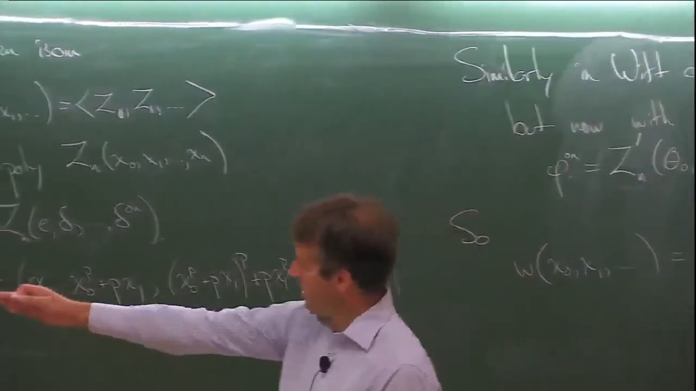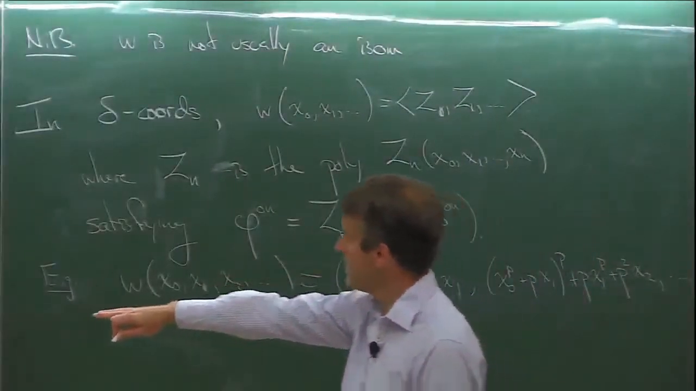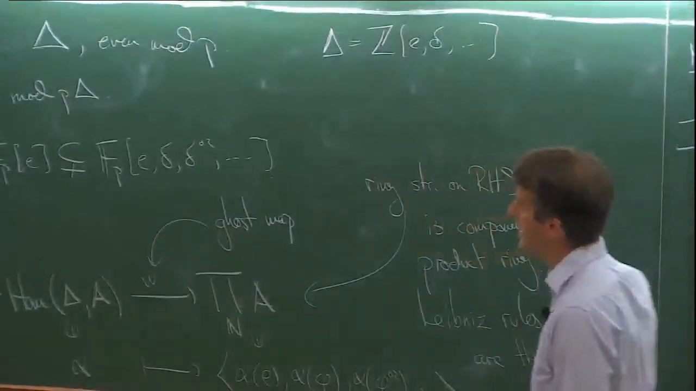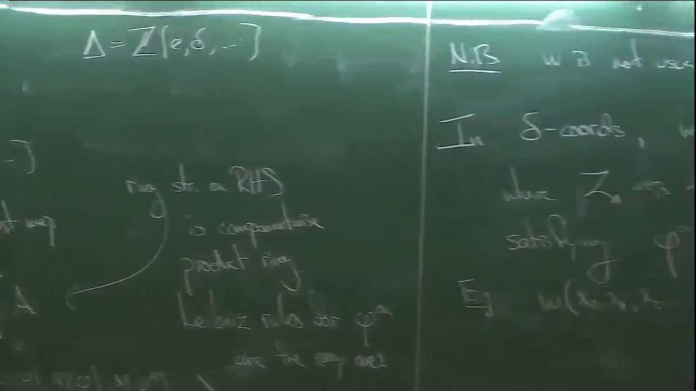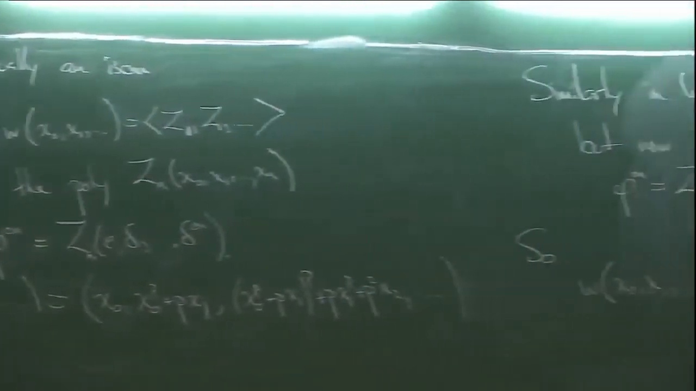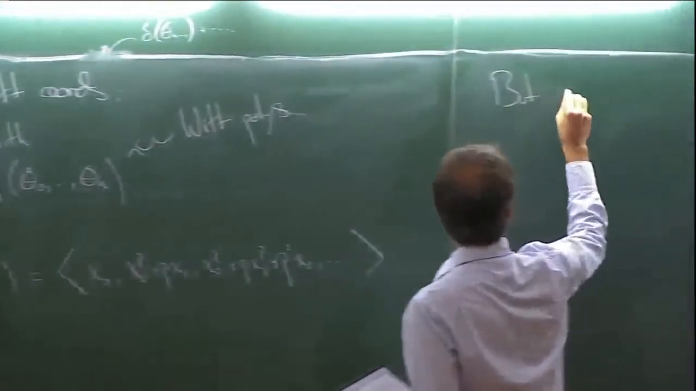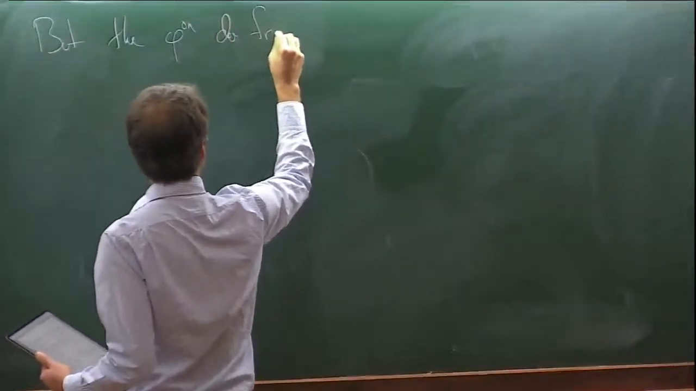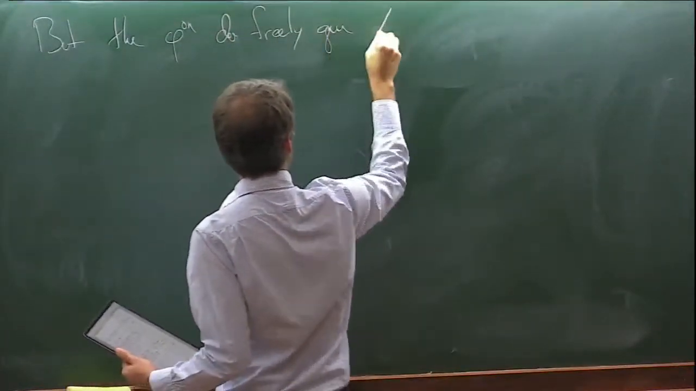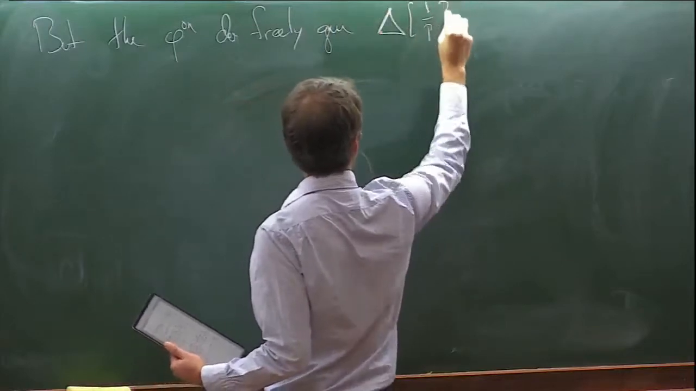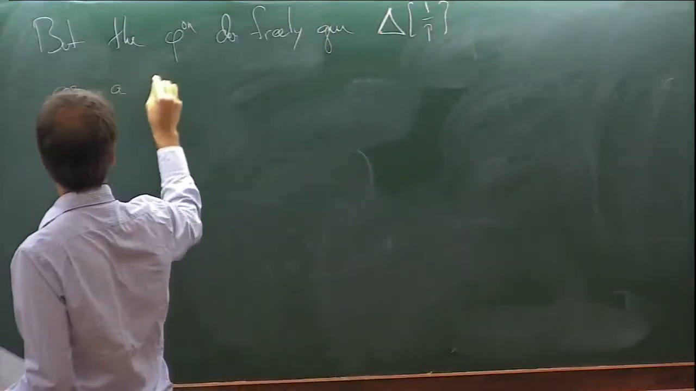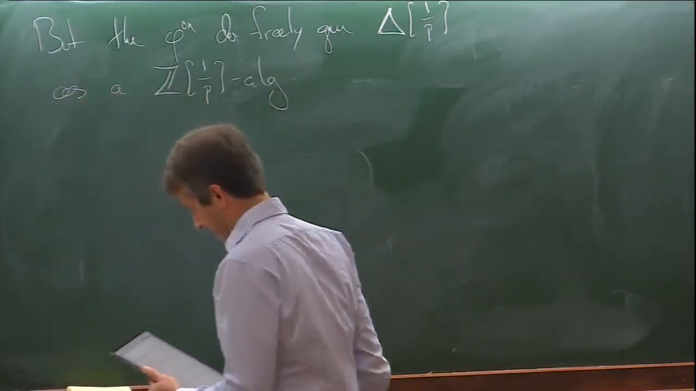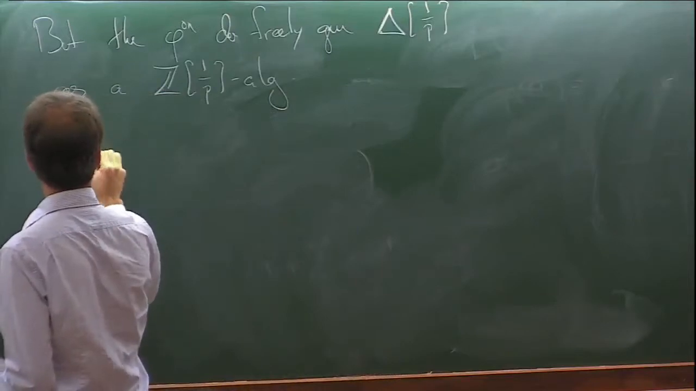Okay, so anyway, that's the ghost map. These are the ghost components. If you have a Witt vector here, the components of its image here are called the ghost components. So it's not so well behaved in general, but the phi n do freely generate delta if you invert p.